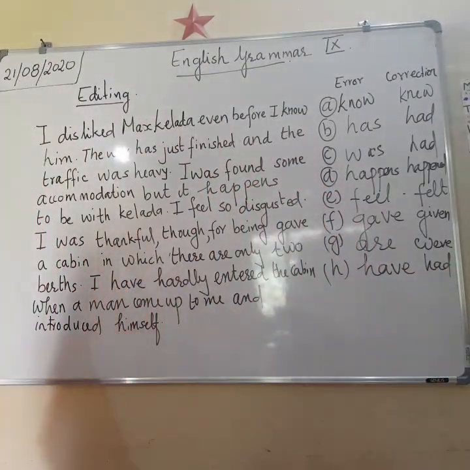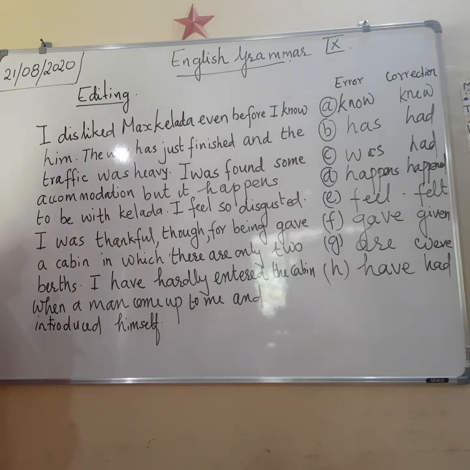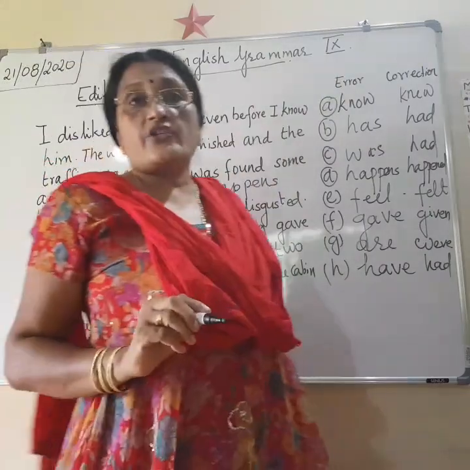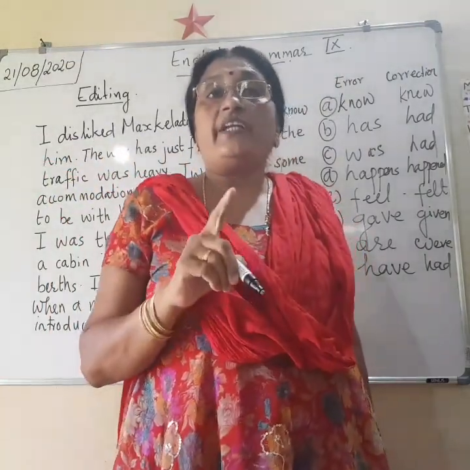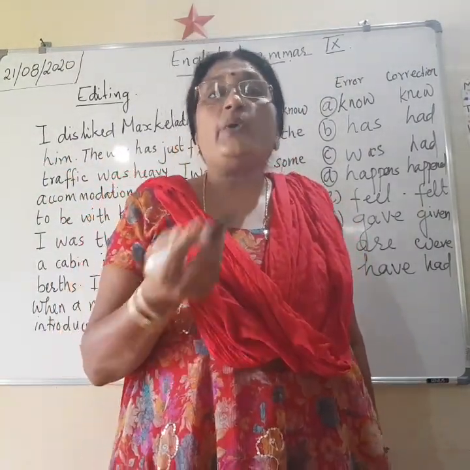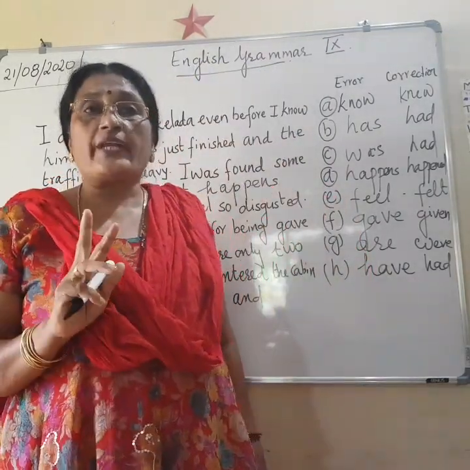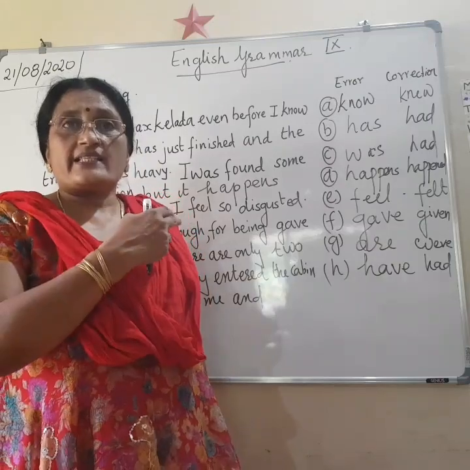Clear? This is called editing. So there are two different types of editing. One is where the incorrect word is given and you have to do the correction. The other one is where one word is missing, then you have to write the correct word according to the context. Clear? Those are the two types of editing. And this exercise is over.